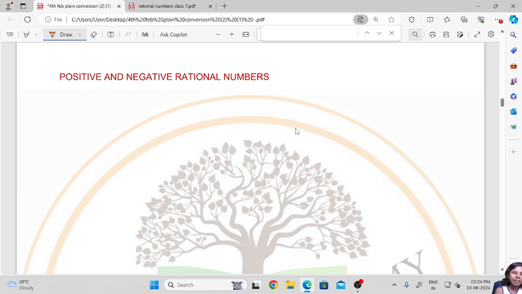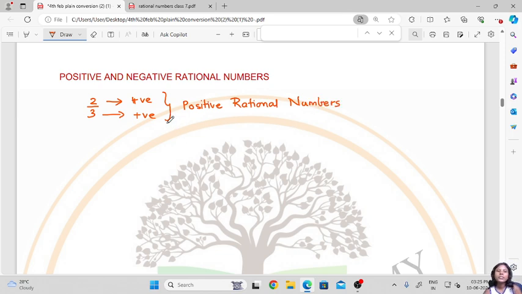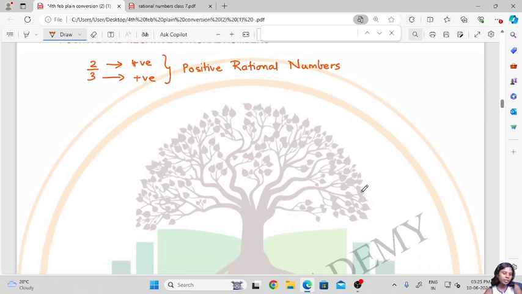So say I have an example. Consider 2 by 3. Now here we know our numerator is positive and our denominator is also positive. So such numbers are called positive rational numbers. Such numbers where the numerator and denominator are positive are called positive rational numbers.